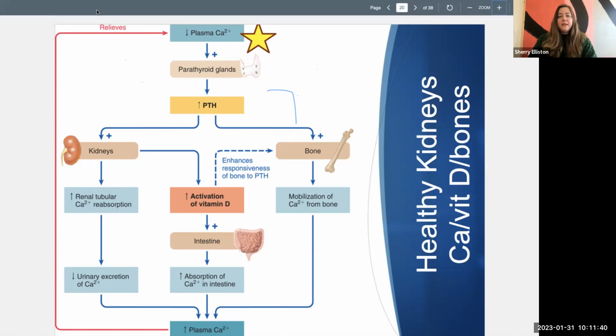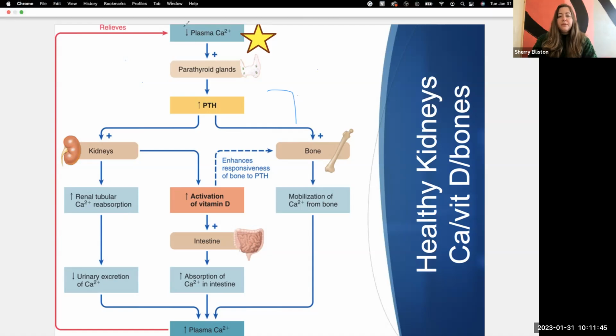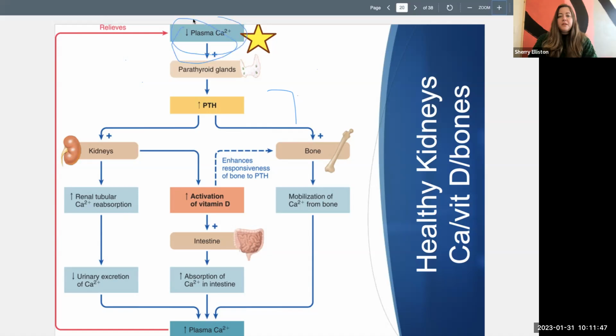Okay. Here's what happens. The main thing that's happening here is that you're having a drop in plasma calcium. That's why the star is right there. So what happens is the plasma calcium levels drop. That signals our parathyroid glands then to secrete more parathyroid hormone. When parathyroid hormone is secreted, there's a cascade of things that occur.